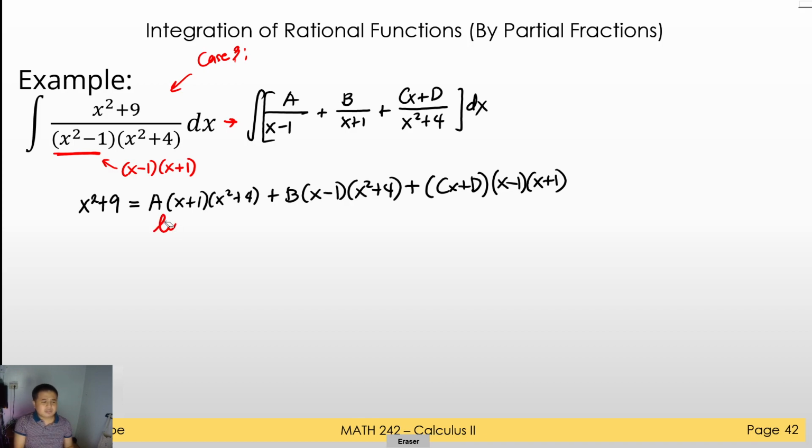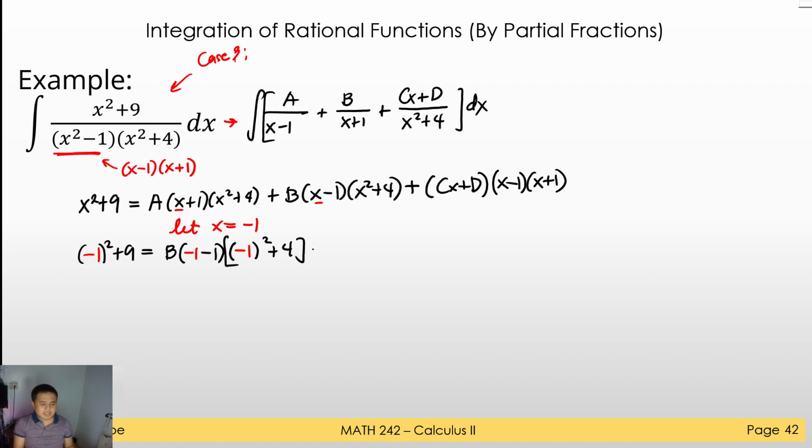Okay, so let's solve this first using the easiest method. You can use x equal to 1 and x equal to negative 1. So let x equal to negative 1 first. Then you have negative 1 squared plus 9 is equal to, this will cancel out, this will also cancel out, so the term that will be left here will be B times negative 1 minus 1 times negative 1 squared plus 4.